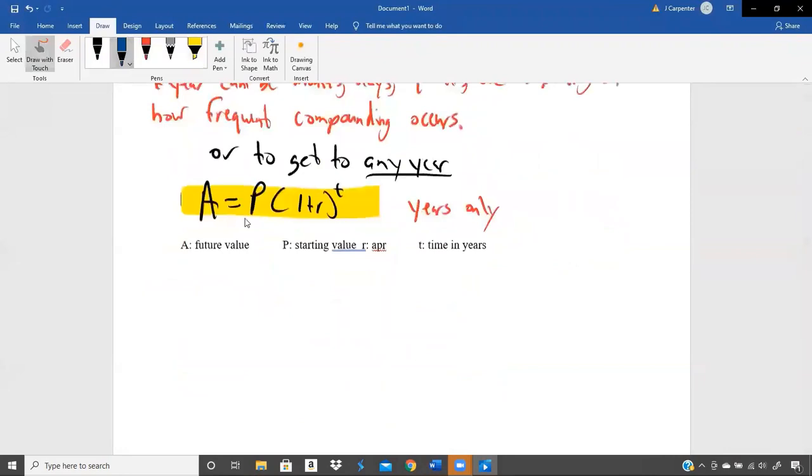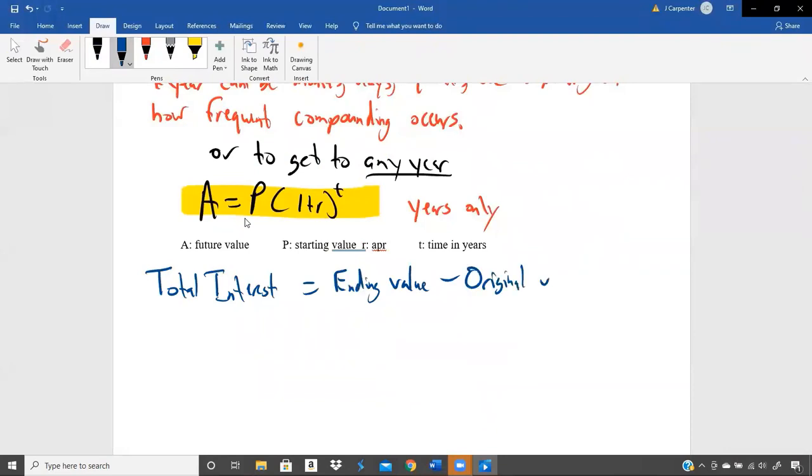A couple other things just to point out, that your total interest. Now, interest is the difference of what you have at the end and what you put in. So that's the ending value of whatever year they ask about, minus your initial deposit, what you put in at the beginning, the original value, aka P. P is the principal, that's the original deposit.